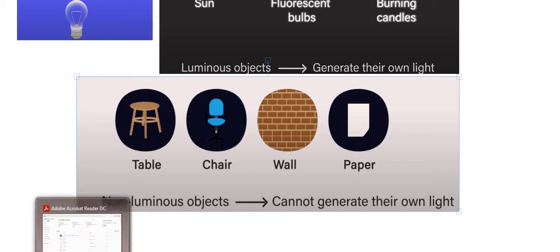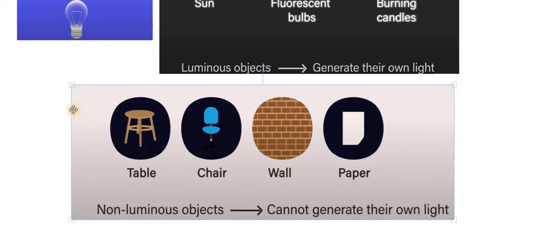So the objects which cannot generate their own light are known as non-luminous objects, such as a table, chair, wall, paper. These are all not able to generate their own light. But we can see these objects. How can we see these objects?